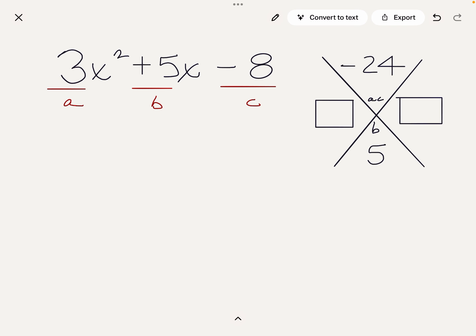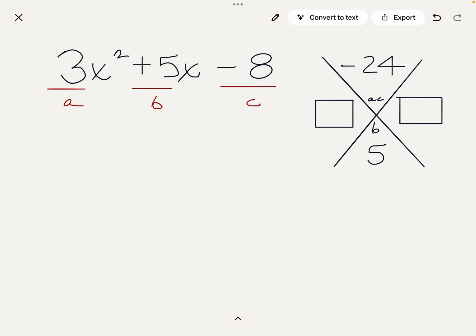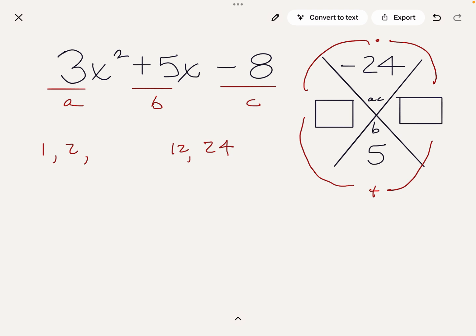So as we do when we are factoring quadratic expressions where the A term is 1, we need to come up with two numbers. One will go here and one will go here. And these two numbers, when multiplied together, will make negative 24. So we're going to be multiplying these two numbers here. And then here we will be adding the two numbers, and that will yield 5. So let's think about that a minute. So what are the factors of negative 24?